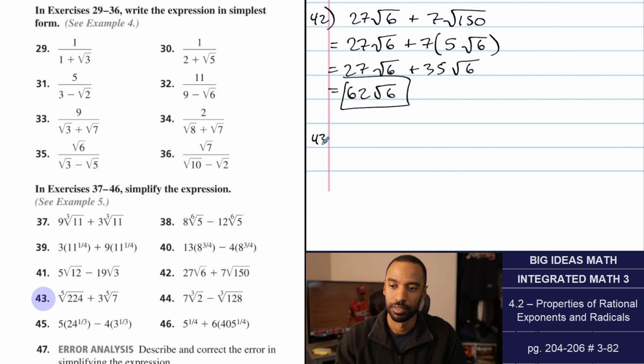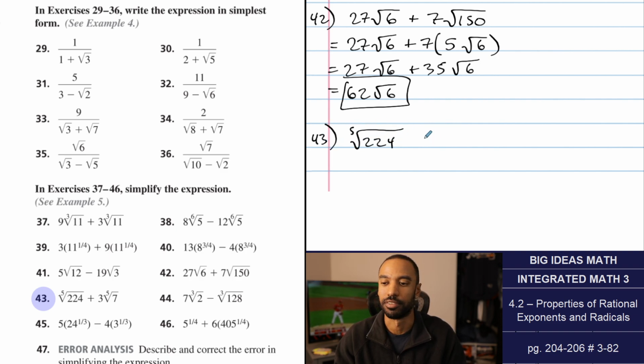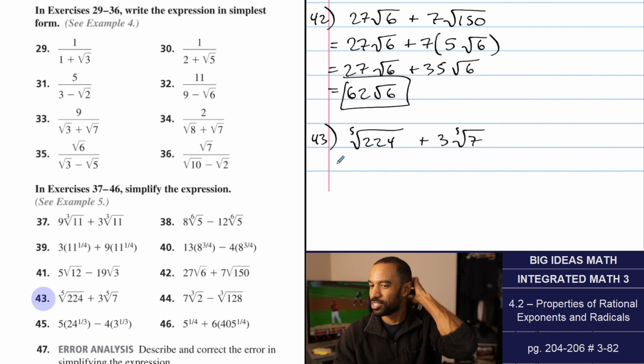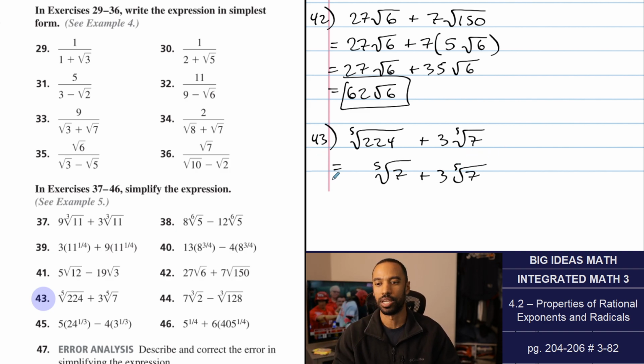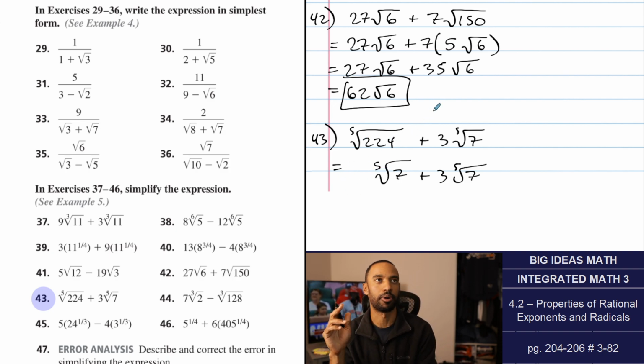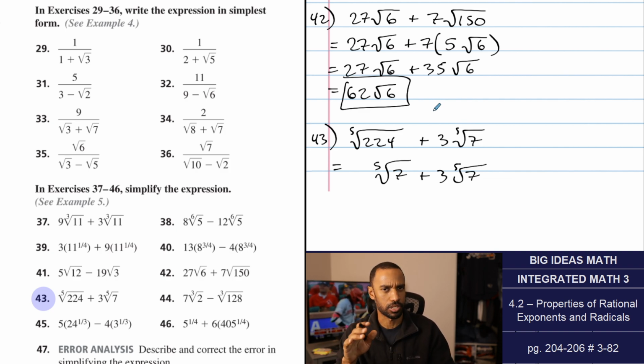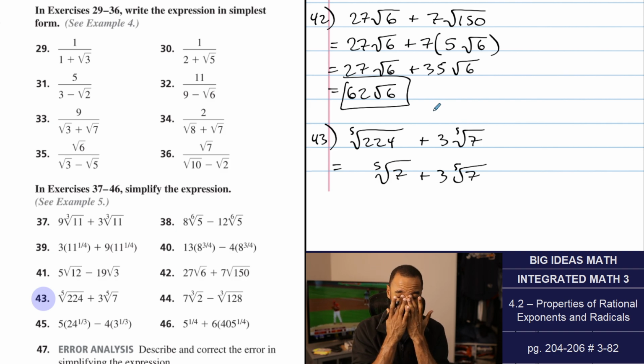Number 43. We have the fifth root of 224 plus 3 times the fifth root of 7. And I'm looking at this and I'm saying, I can probably turn it into something times the fifth root of 7 here. I got to figure out what it is. I have a good guess, which is let's divide 224 by 7. You could do that. But also, you're trying to find a perfect fifth power. I'm guessing it's 32, because 64 won't work. 64 is not a fifth power.